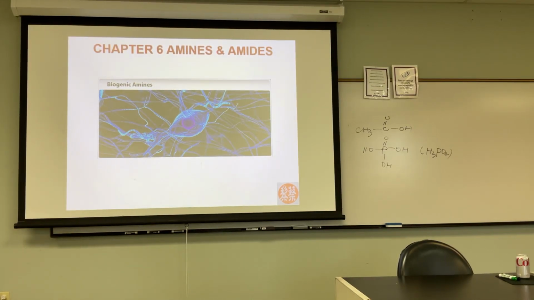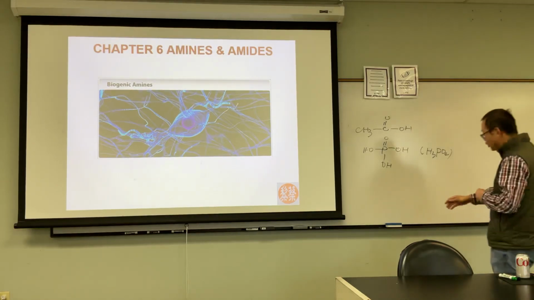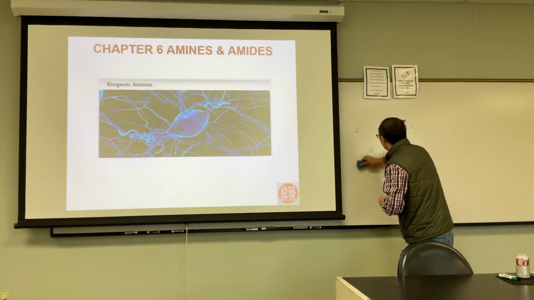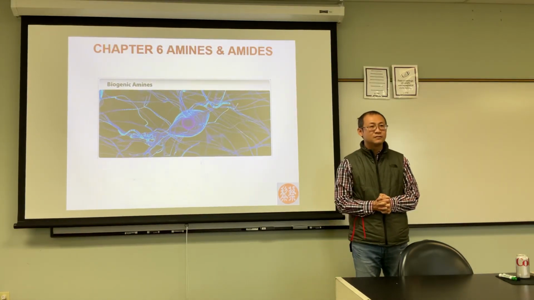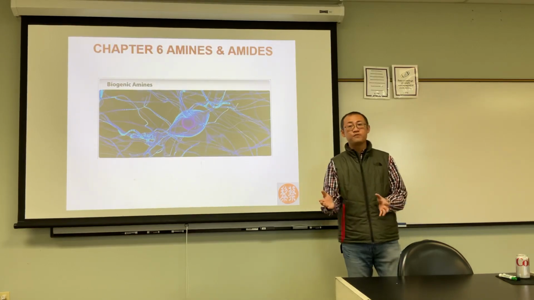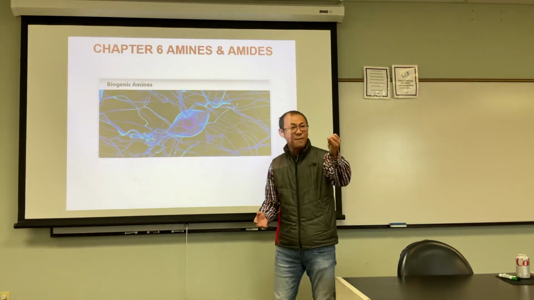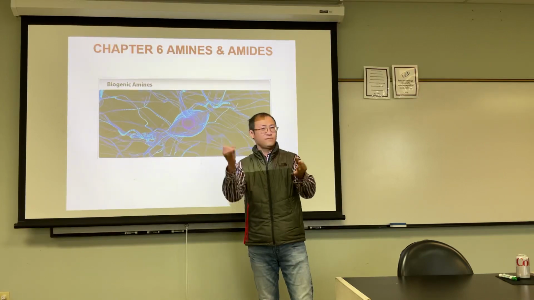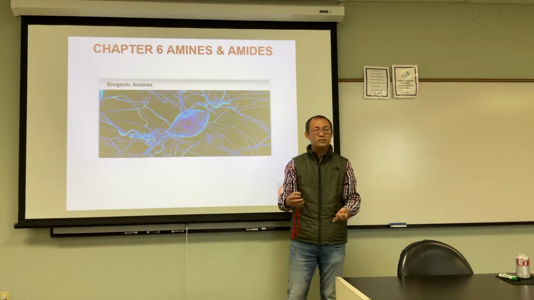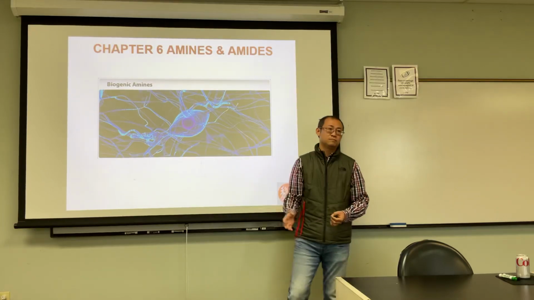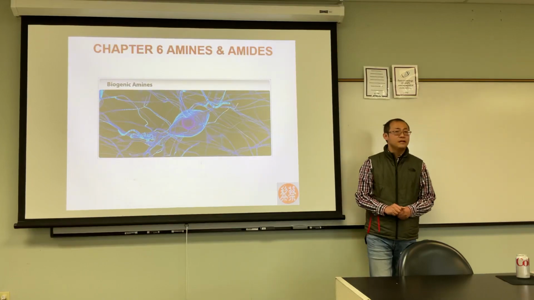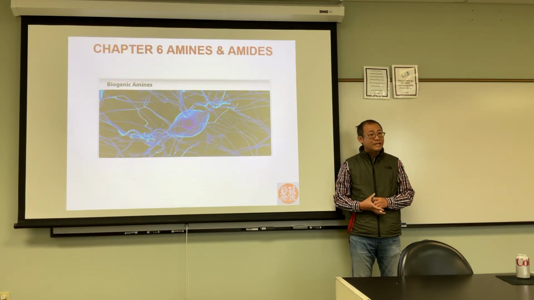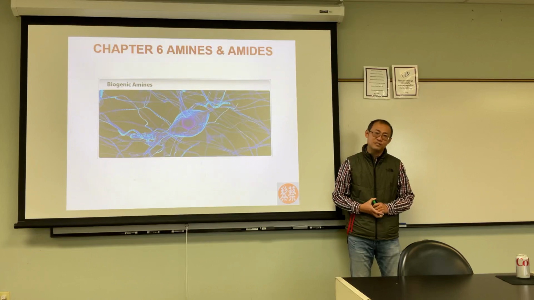Okay, chapter 6. We're going to take a look at organic compounds containing nitrogen. So far in chapters 1 through 5, we only studied what? Carbon, hydrogen, and oxygen, and then some phosphorus. But nitrogen is another very important element in organic chemistry, especially in biological systems.